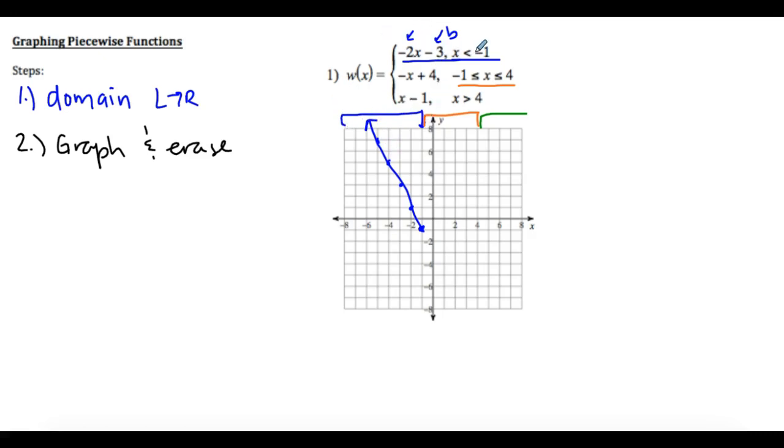Okay, so then I need to look at this domain, and this arrow specifically. Because that arrow does not have a line underneath it, I need an open circle. So I'm going to just carefully erase my starting point, and I'm going to replace it with an open circle. Okay, so that means my blue part is done.